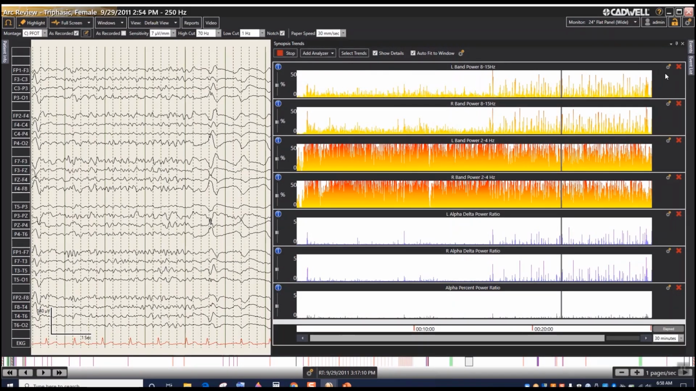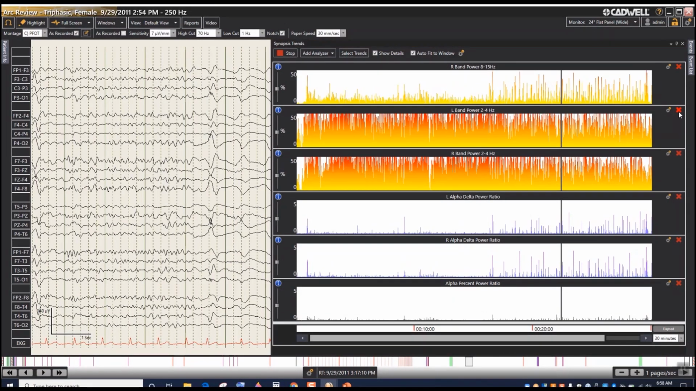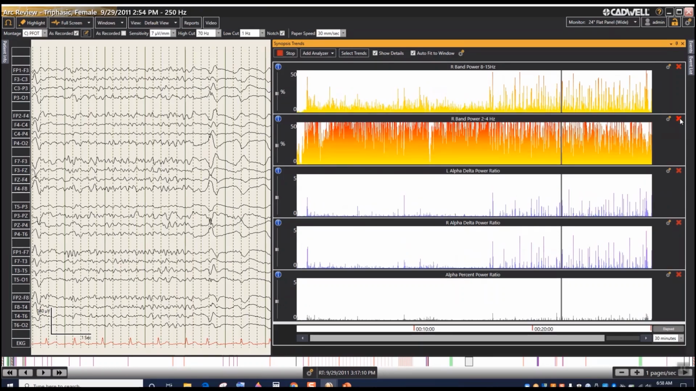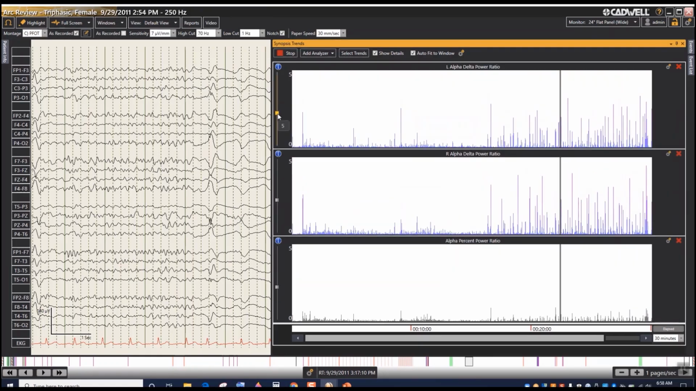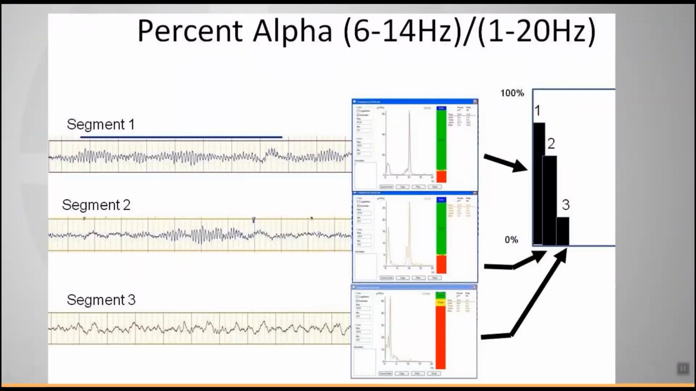So I'm going to close the band power trends here so that we can just look at the power ratio, and you'll see that these are pretty consistent with the minimal alpha activity early in the study and increased bursts of alpha activity later in the study. There's something that's closely related that work has been done on as well. I don't have this trend exactly, but it's worth mentioning here.